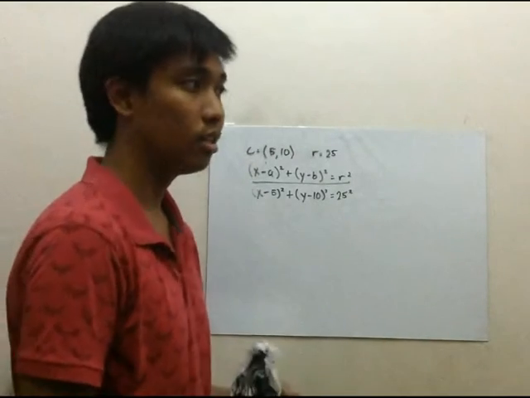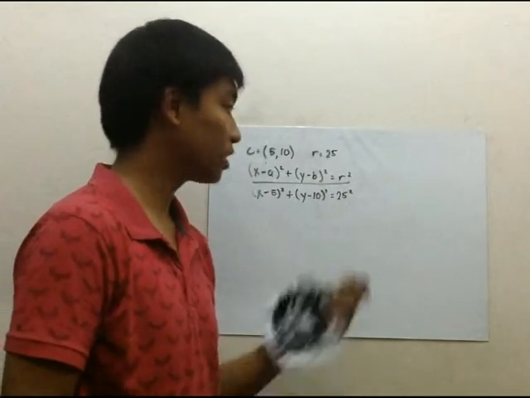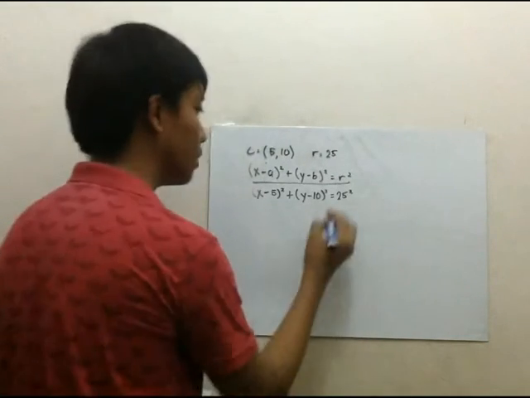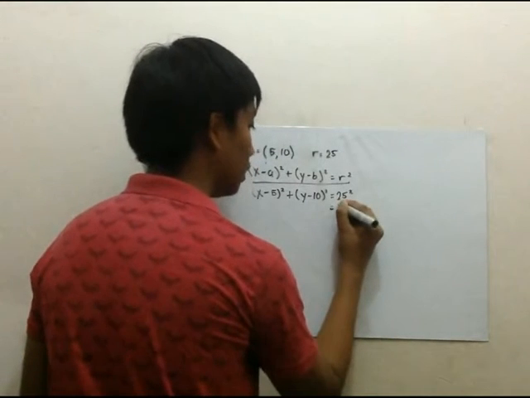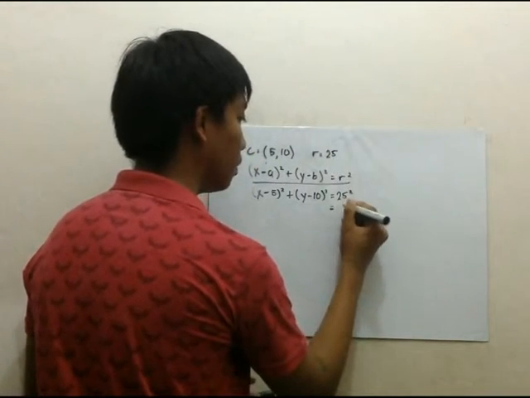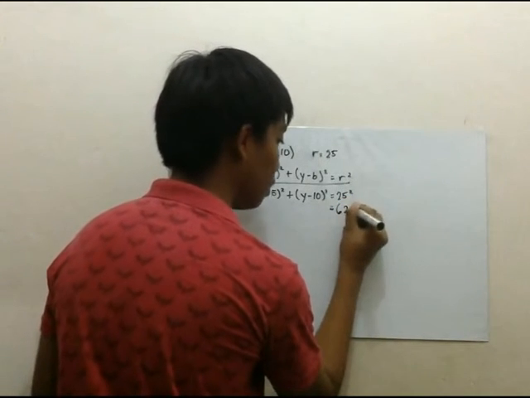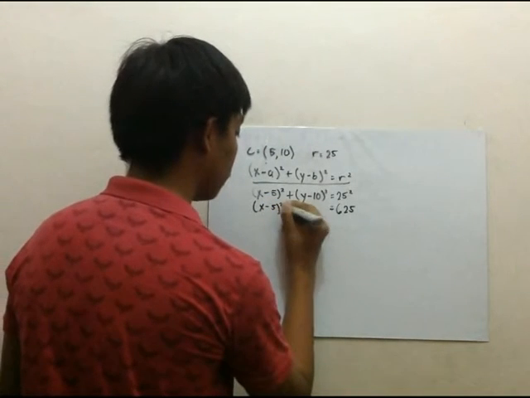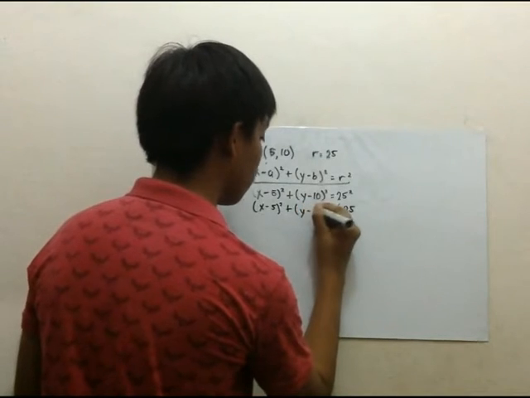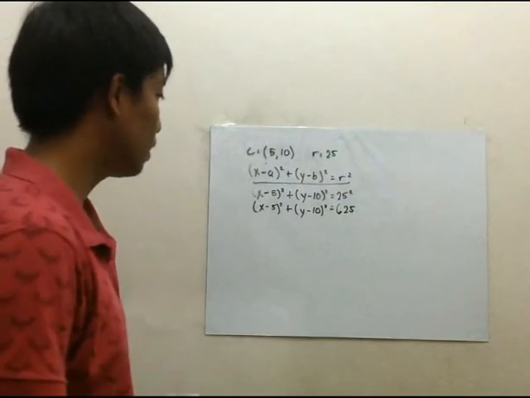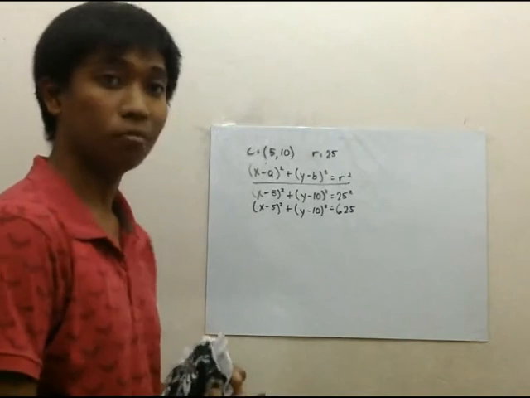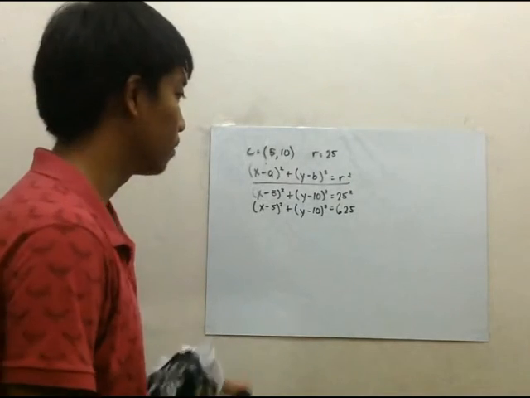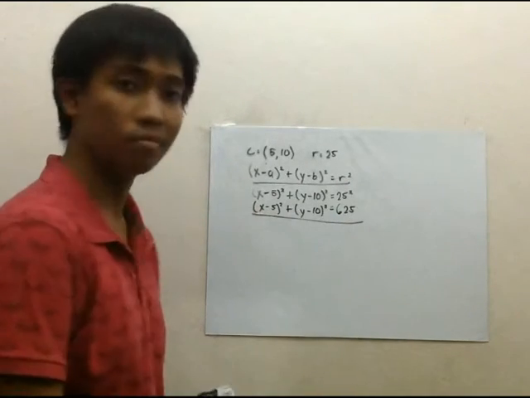And like as I said, let's square the number, the 25. 25 times 25 is equals to 625. This is our standard form. Quantity x minus 5 squared plus quantity y minus 10 squared equals 625. This is our standard form.